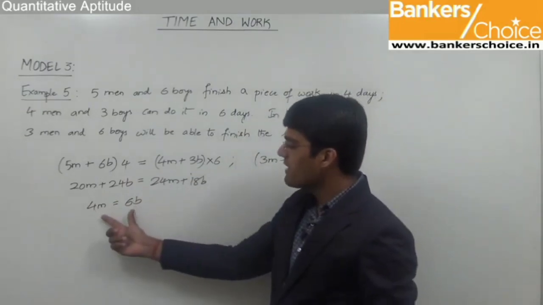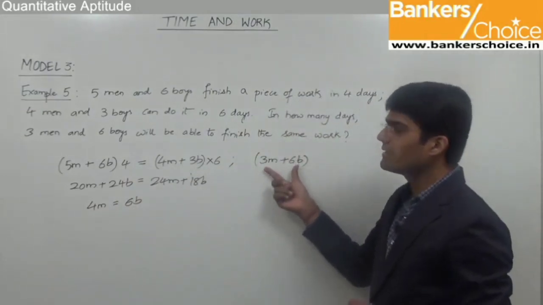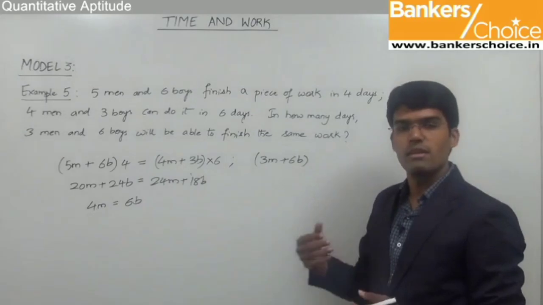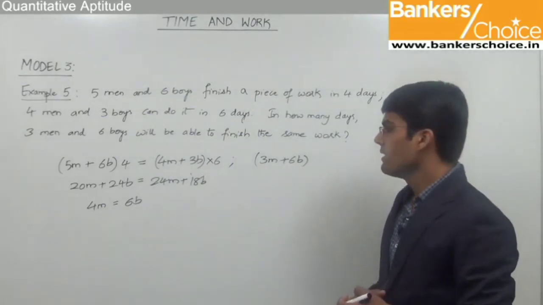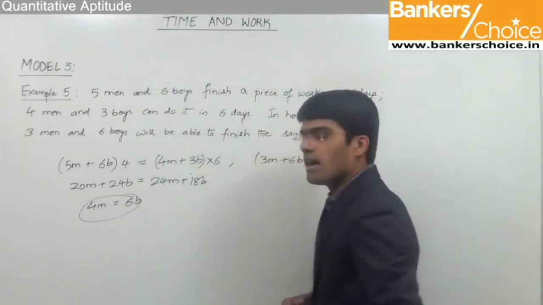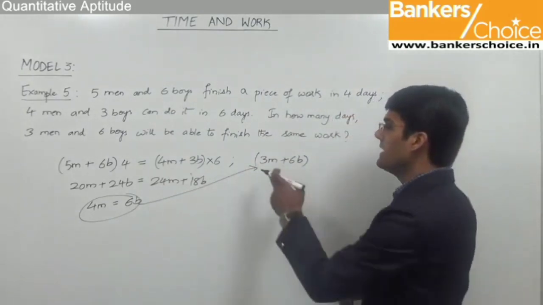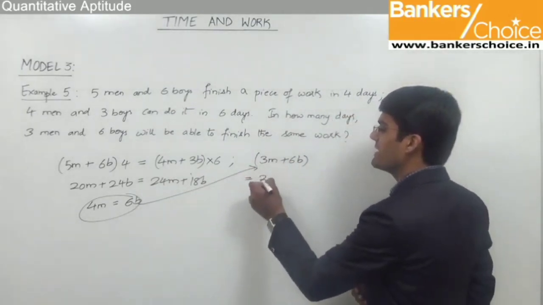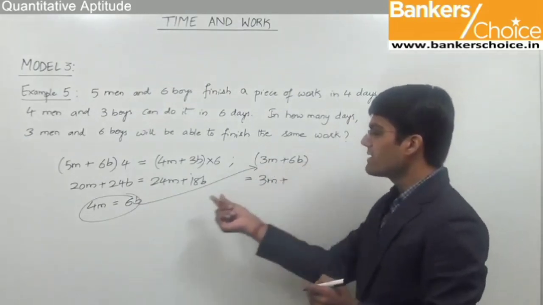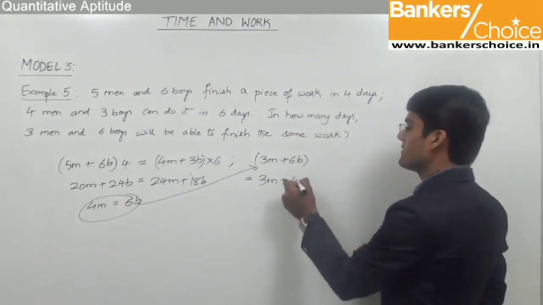Now with the help of this relationship, let us try to convert the given group only in terms of men or only in terms of boys. We know that 6 boys are equal to 4 men. So let us try to just substitute this in the given group. So 3 men plus 6 boys can be taken as 3 men plus 6 boys is equal to 4 men. So this is 4 men.